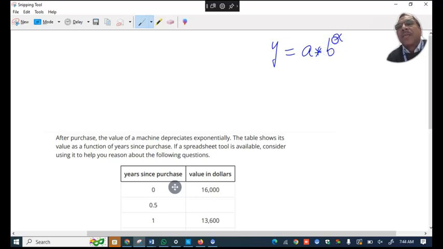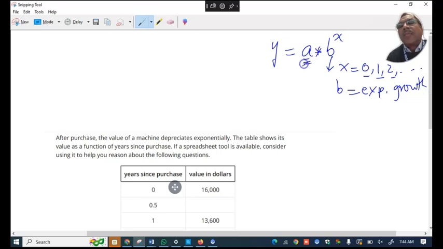This is our main exponential function. So what it means is, this is for x equals 0, 1, 2. And now this B is for x equals 0, 1, 2, 3. So that means B is exponential growth, and A is when it was in the beginning, when x is 0, that's the beginning or the y-intercept.